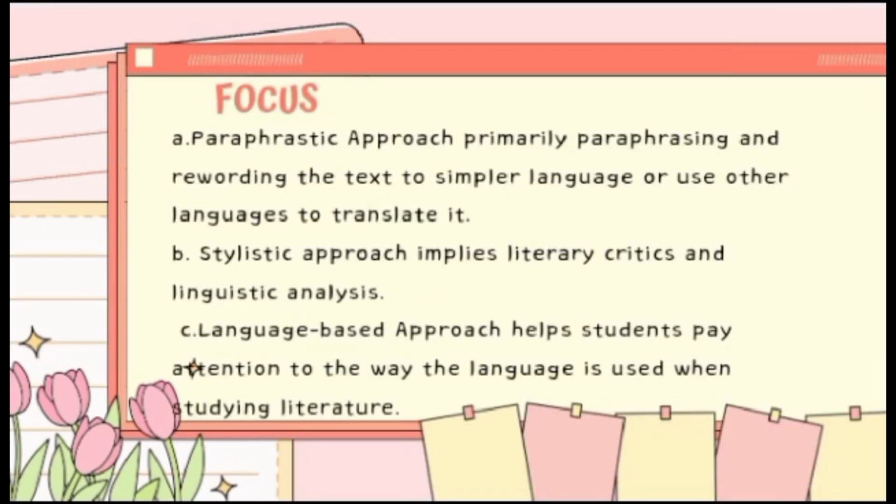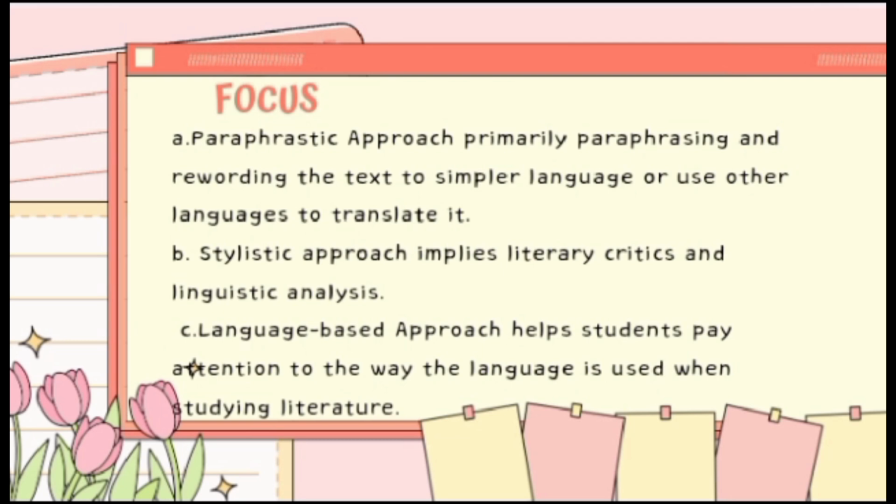The focus of language model is on the different approaches. We have paraphrastic approach, stylistic approach, and language-based approach. When we say paraphrastic approach, this is about paraphrasing or rewording the words, the sentences, or the phrases to make the original text easier to understand.